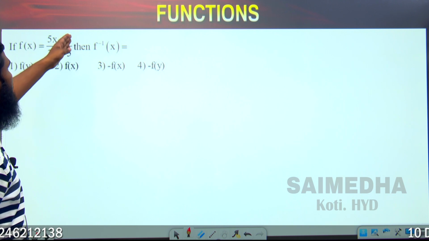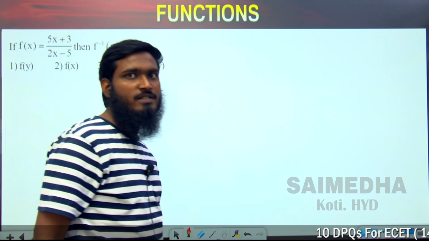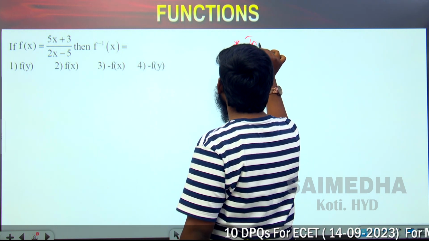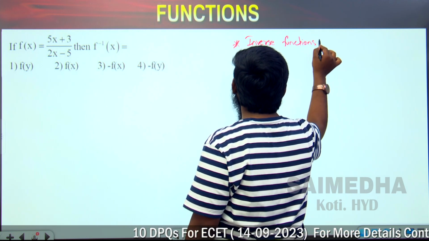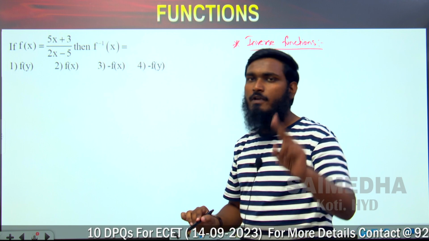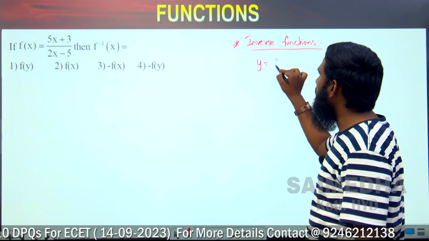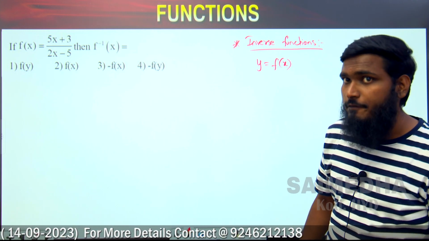If f of x is equal to 5x plus 3 by 2x minus 5, then f inverse of x is equal to? Okay, now listen carefully. Whenever we want to solve inverse function questions, we have to remember two conditions. What are the two conditions? The first condition is y is equal to f of x.